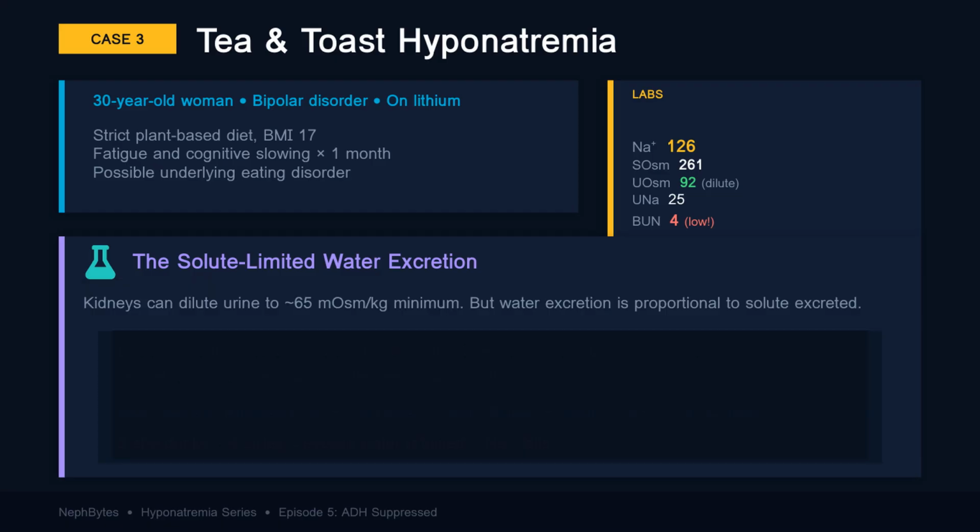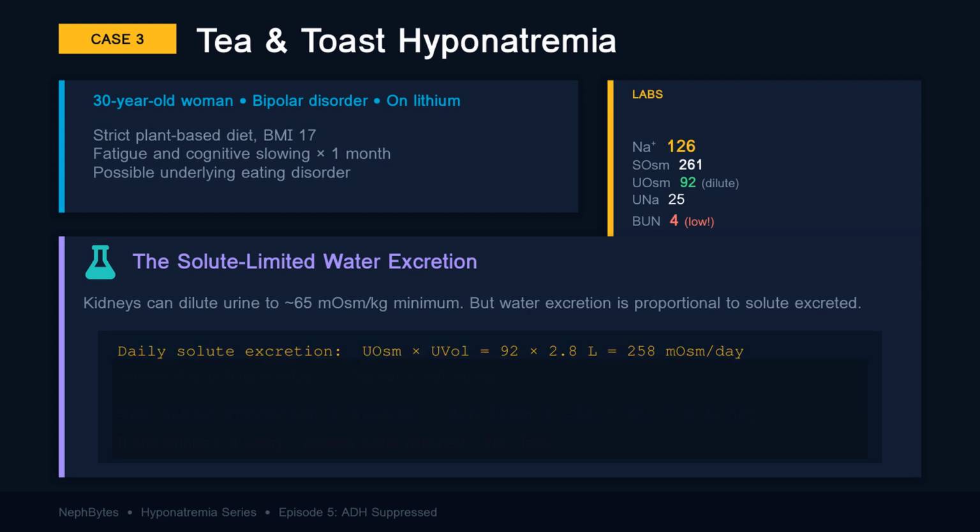The kidneys can dilute urine to a minimum of about 65 milliosmoles per kilogram. That's their floor. But water excretion isn't unlimited at that floor. It's proportional to the solute being excreted. The kidneys carry water out alongside solute. No solute, no water excretion. You can calculate the maximum water excretion with simple math.